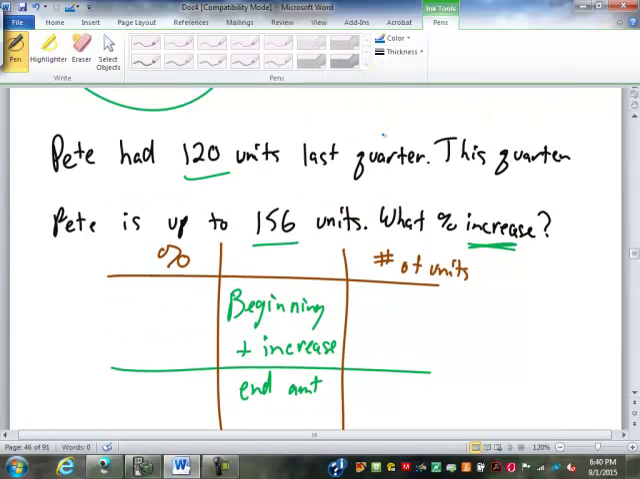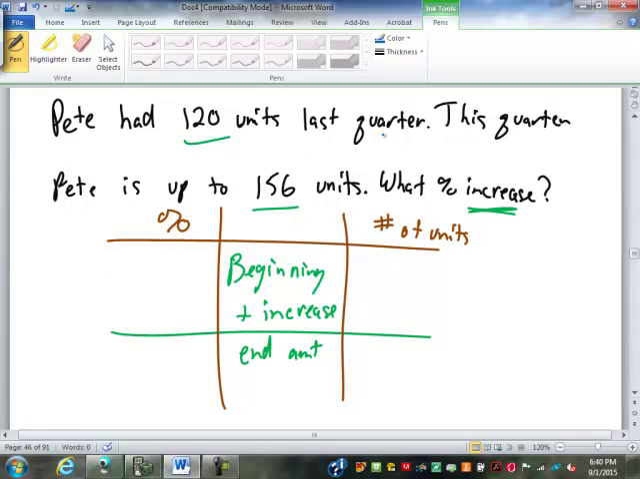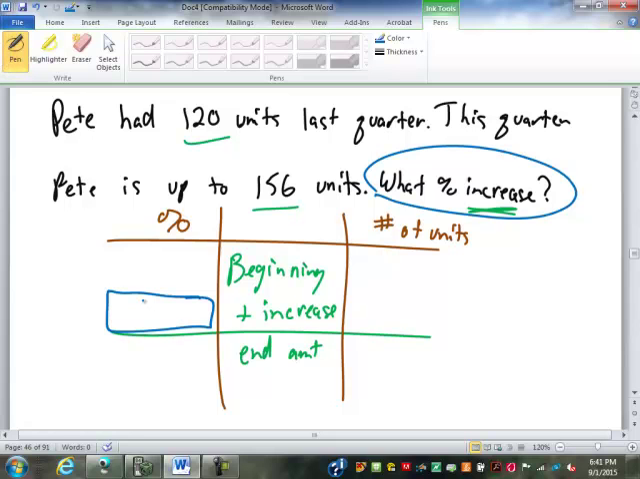So let's look on the percent side. It looks like on the percent side we don't know anything because there's no percents given. We're asked to find the percent increase. So this right here is the number we're looking for, the percent that represents the increase. But we do know one number on the percent side. When it comes to percents, we always know 100%. The whole amount or the beginning value. And here we have the beginning value, or the old value. That is 100%. So I'm going to fill in 100 there.